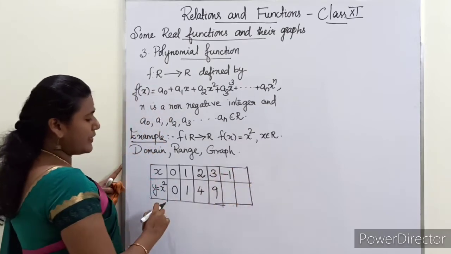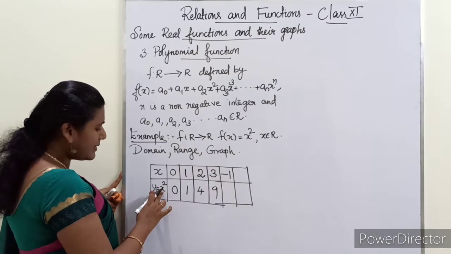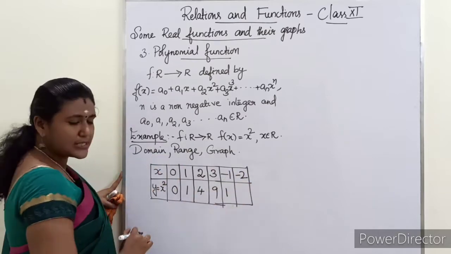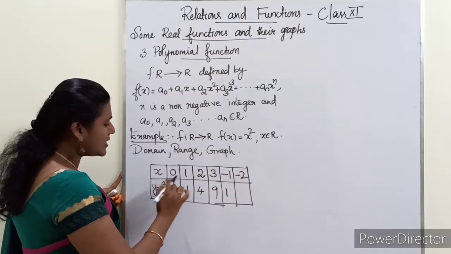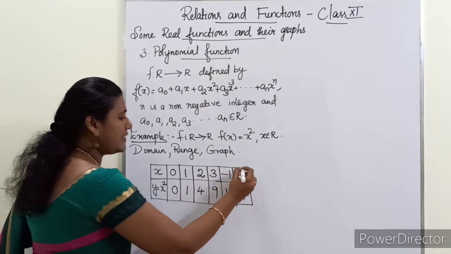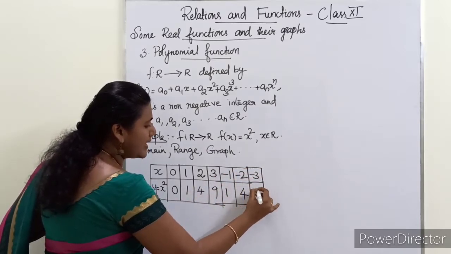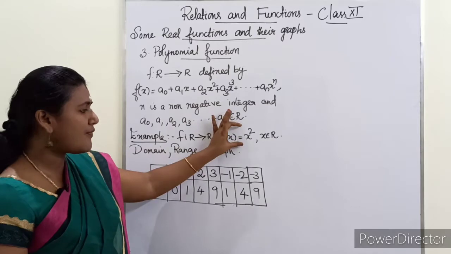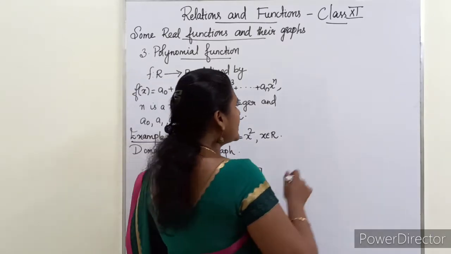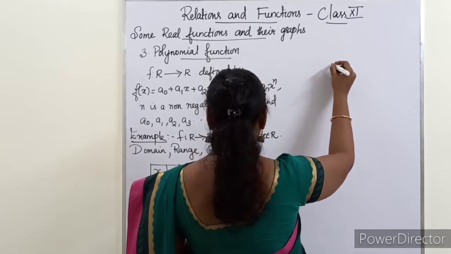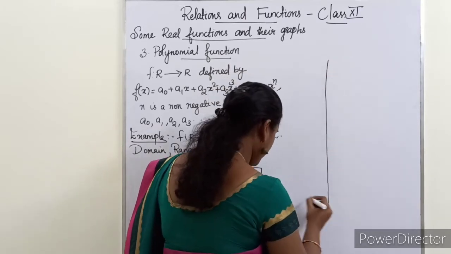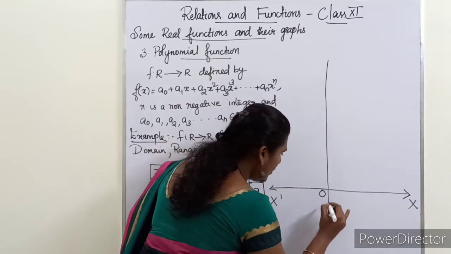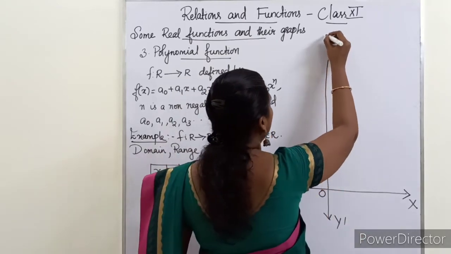X is equal to minus 1. If I take x is equal to minus 1, then minus 1 square, that is y, will be positive 1. And if I take x is equal to minus 2, then y is equal to minus 2 the whole square, that is 4. Similarly, if I take minus 3, then I will get the y value as 9. So now we are going to plot these points and find the graph of this quadratic polynomial. First we will draw the x-axis and y-axis: X dash, origin, y dash, y.